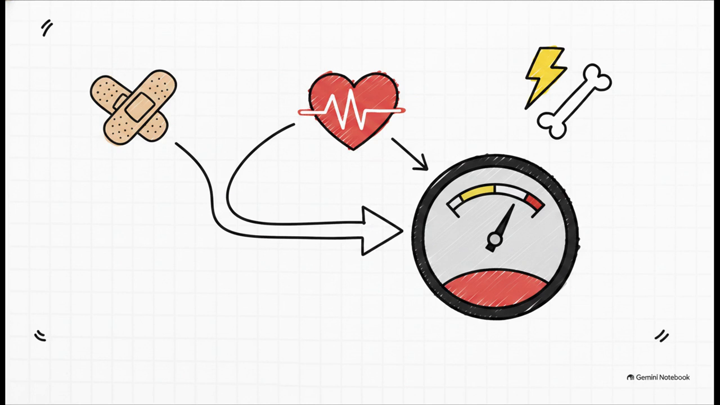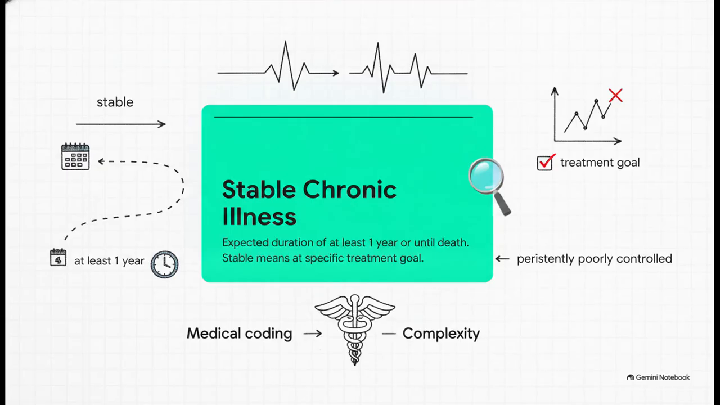Let's break down exactly what these terms mean clinically, because guessing here is just going to lead straight to coding errors. Now, I need you to pay really close attention to the strict definition of a stable chronic illness. A chronic illness has an expected duration of at least 1 year, or until the death of the patient. But here is the kicker.